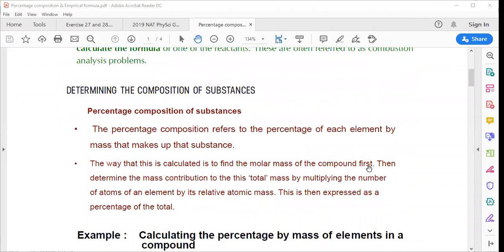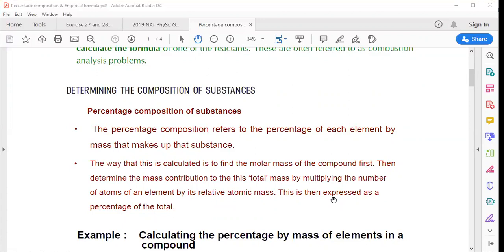So what do we need to find? We need to find the molar mass of the substance. Let's say water. We need to find the molar mass of water. Hydrogen there are 2, oxygen is 1. So it's going to be 1 times 2 to give you 2, plus oxygen, which is 16, to give you 18. That's the total mass.